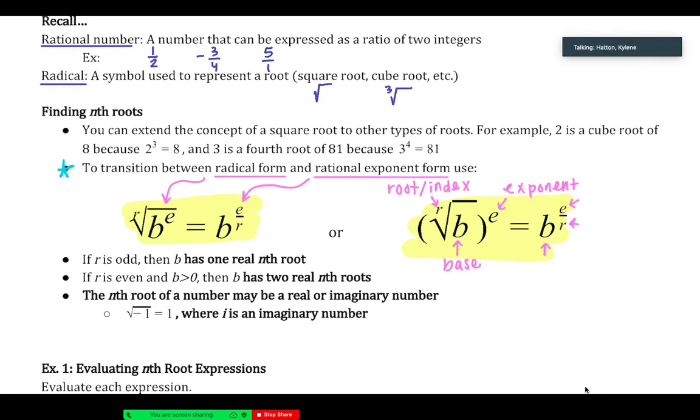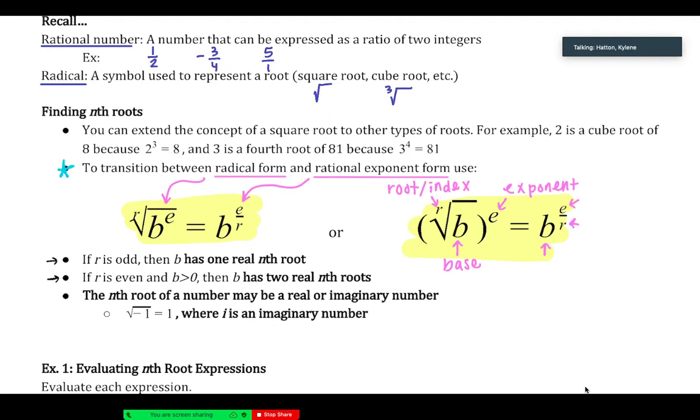And then I don't need you to write these next 3 bullet points, but I'm going to just read through them and talk about what they mean. So the first one, if n is odd, then b has one real nth root. So that means basically if you're taking a cubed root of something, then there's just one answer that you get out. Versus if n is even and the number inside the radical is positive, then there's actually 2 answers that you get out when you're solving.